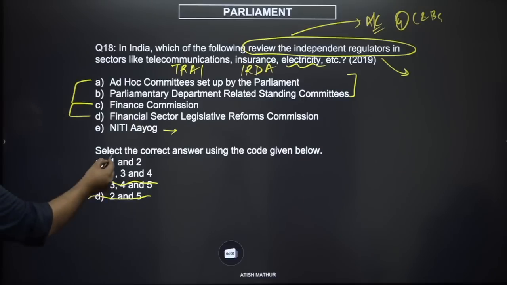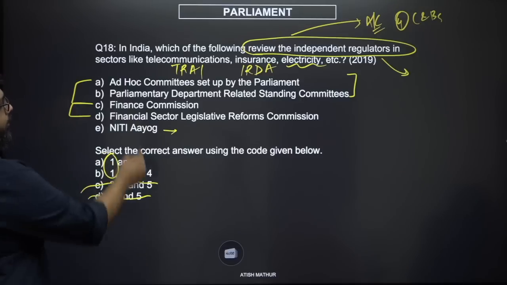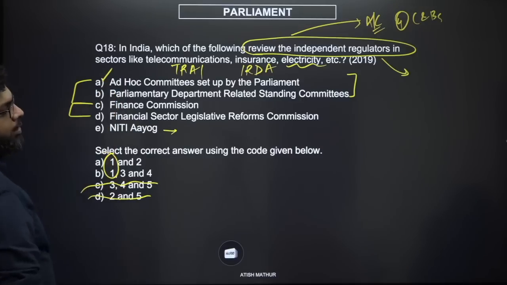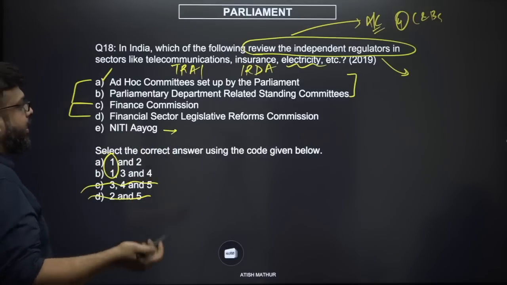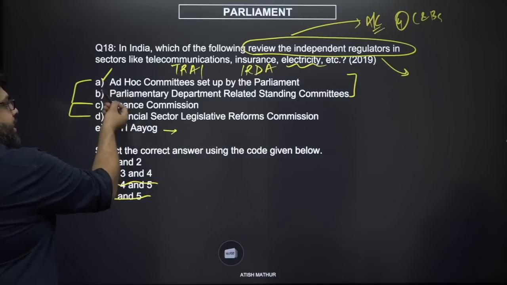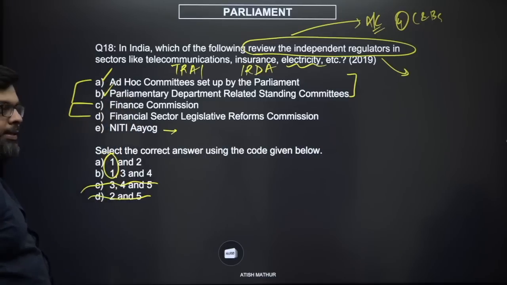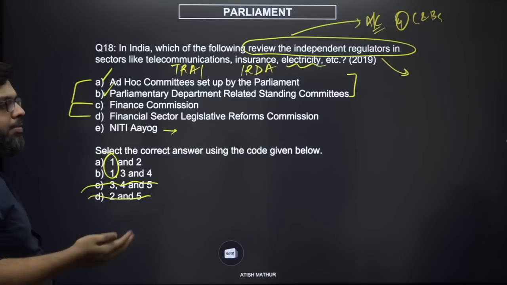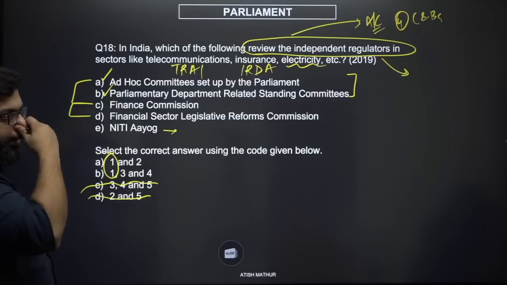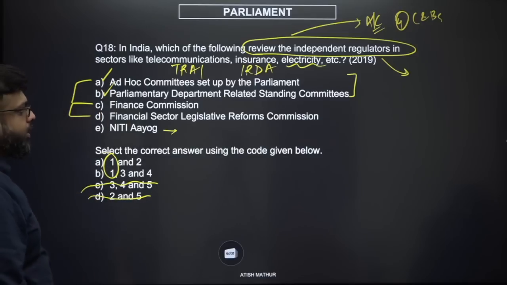Which means 1 is definitely correct. So if 1 is correct, which is an ad hoc committee set up by the Parliament, and they can set up a committee on anything, 1 is correct, 2 should definitely be correct, because at the end of the day, these are all parliamentary committees. So Parliamentary Department related standing committee could mean, let us say, a public accounts committee, which could review the work that they do. So if 1 is correct, 2 is definitely correct.